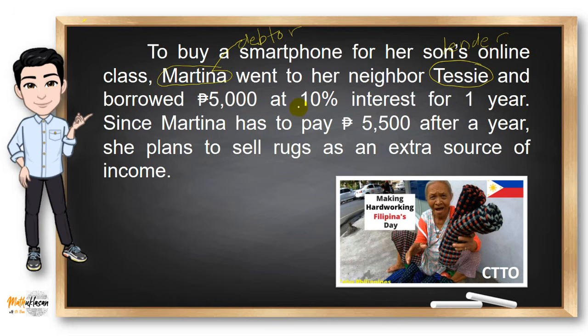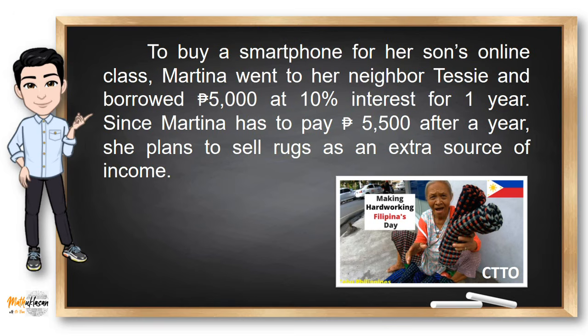The interest is the payment for the use of borrowed money. So, since Martina borrowed 5,000 from Tessie, she paid 5,500. So, the interest in this case is 500 pesos. You can get it by subtracting 5,500 with 5,000.